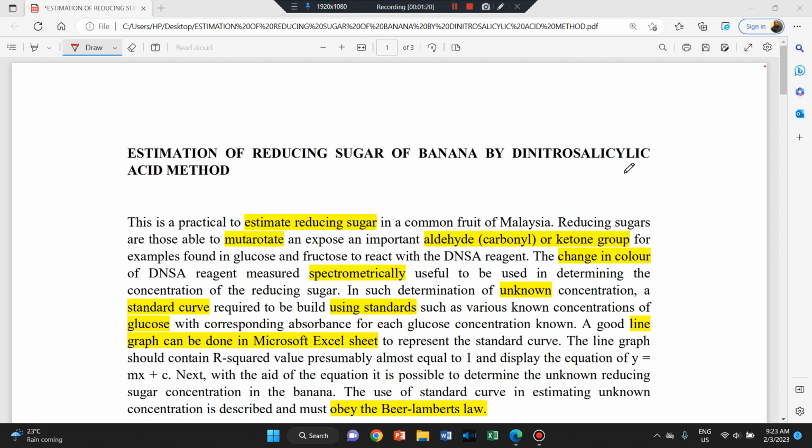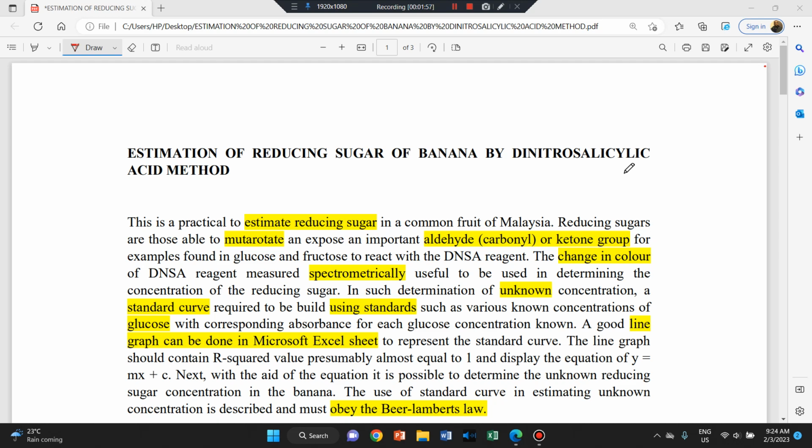What happens after that, we will then expose it to the DNSA reagent, and it will cause a change in color. The color change is proportionate. Proportionate means the more the concentration of reducing sugar, the more the color change will take place. And this can be quantitatively measured by using a spectrophotometer set at a certain wavelength.